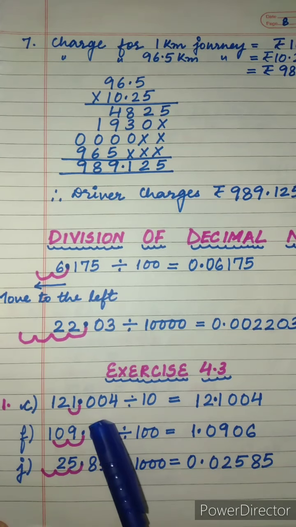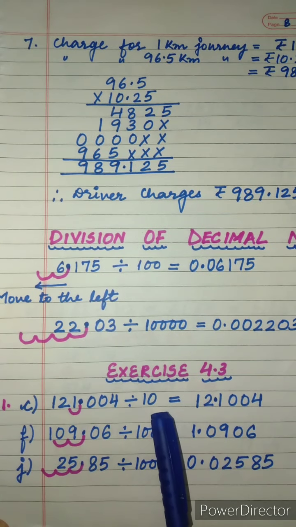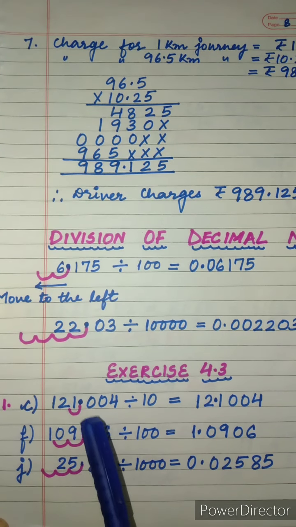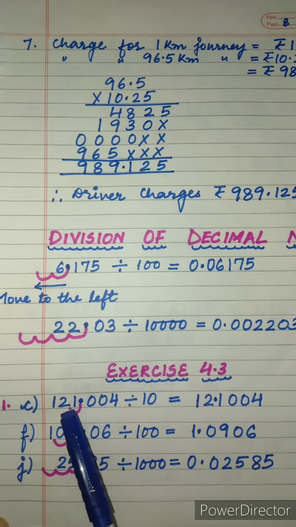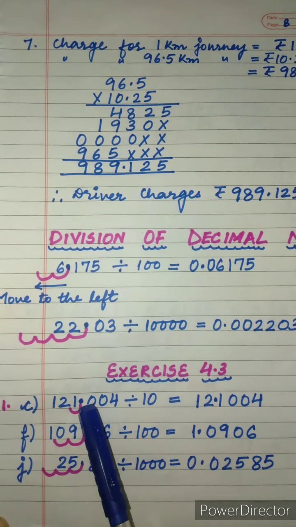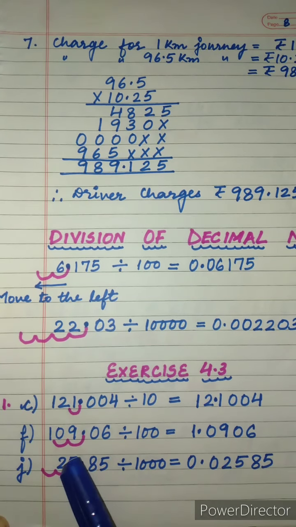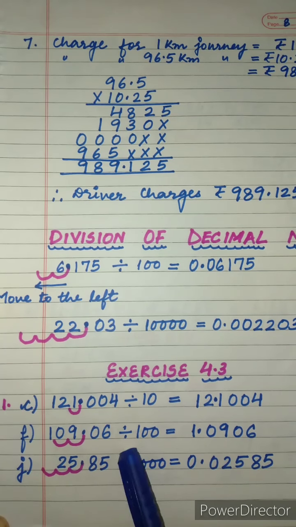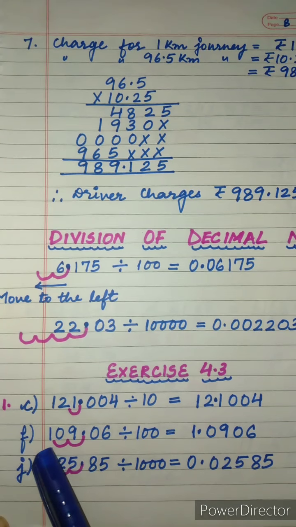121.004 divided by 10. So we have to move one place, that is 1 0 is here, so we are going to move one place only, so to the left, and we have jumped to this, and that will make 12.1004.